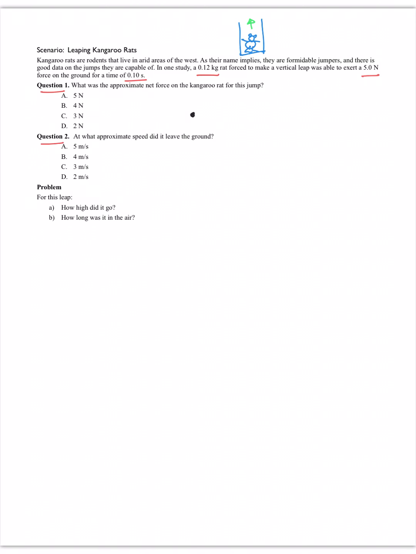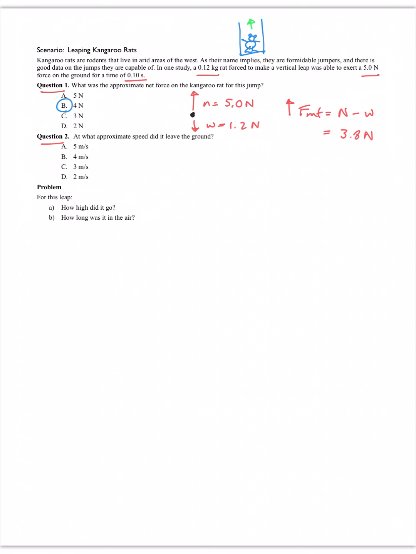Well, if the kangaroo rat is pushing off on the ground, the ground is pushing off on the kangaroo rat. And if the kangaroo rat is pushing down with a force of 5.0 newtons, the ground is pushing upward with a force of 5.0 newtons. But then, too, there's a weight force, and the weight force on the kangaroo rat is just m times g. If I work out what that is approximately, that's about 1.2 newtons. And so the net force is equal to the force in the direction of the acceleration minus the force opposite it, N minus W. That comes out to be about 3.8 newtons. And so when we're rounding, we get approximately 4 newtons is the right answer to choose here.